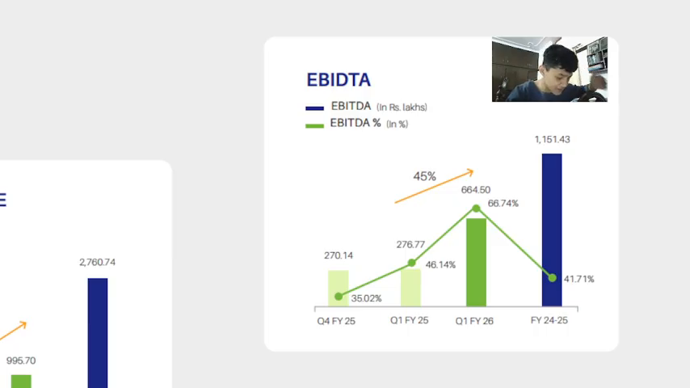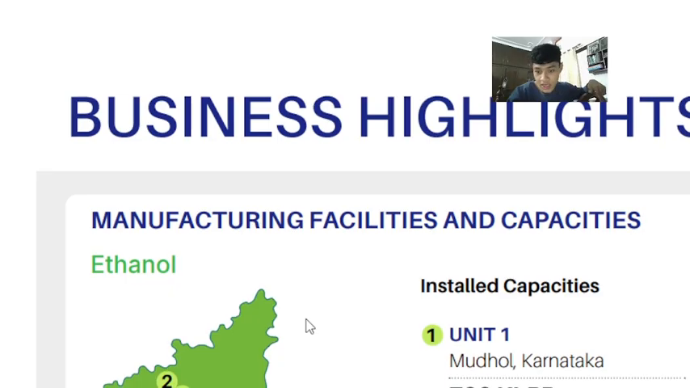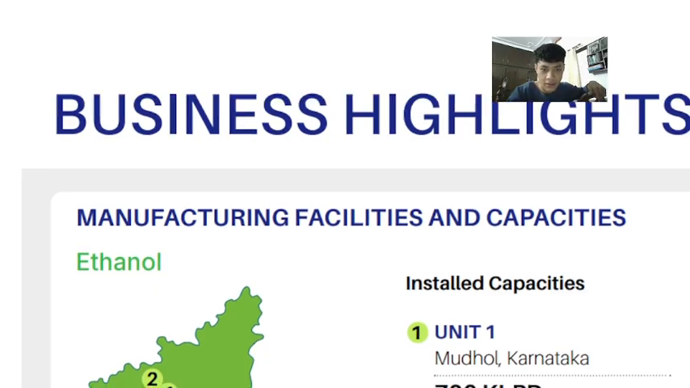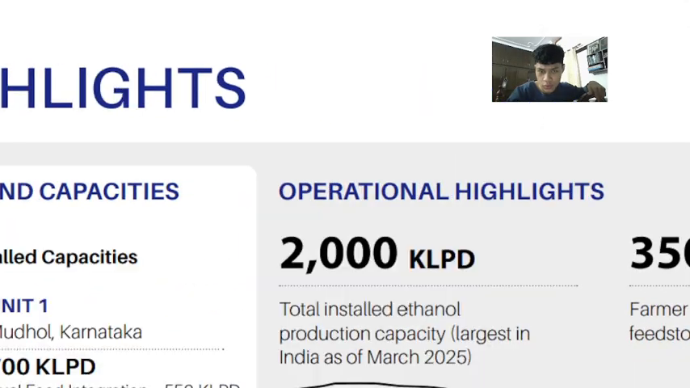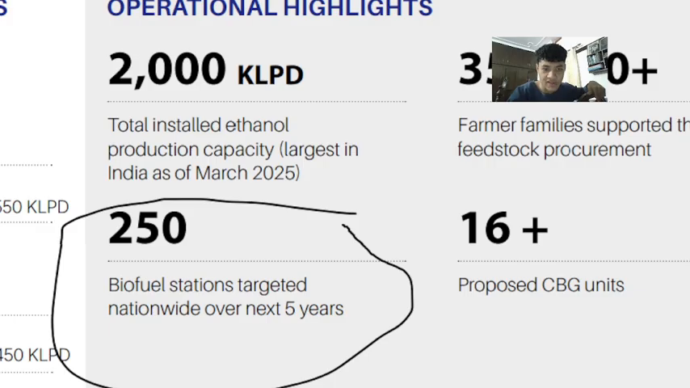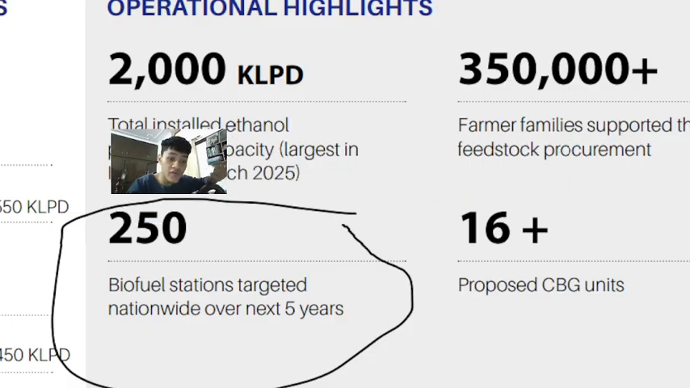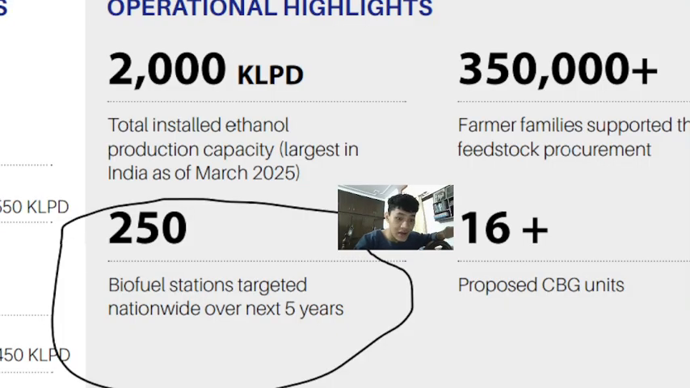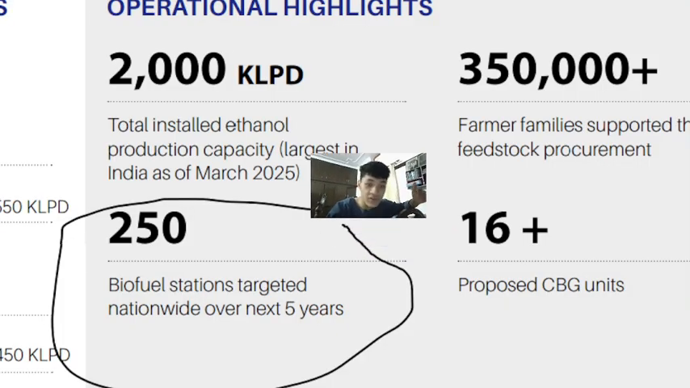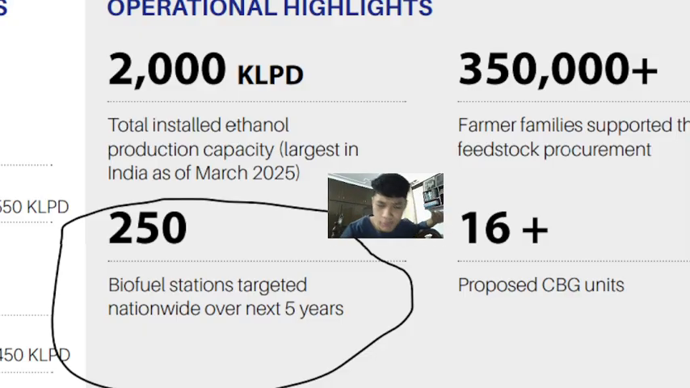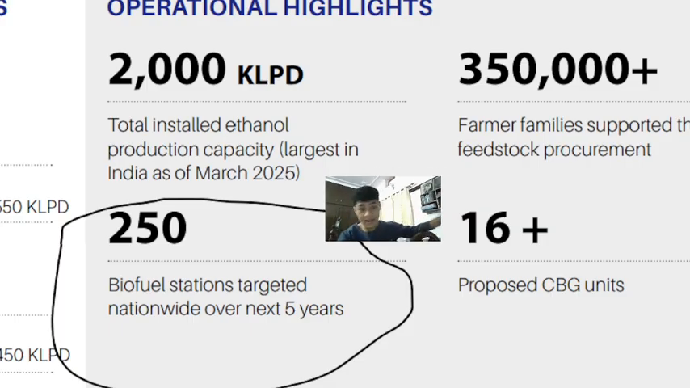And finally, we're going to go back. Only one statement to show. Yes. They have 16 plus proposed total new CBG units, and they have 250 biofuel stations targeted nationwide over the next 5 years. That is it. That is TruAlt Bioenergy Limited. It's going to be interesting seeing if the sustainable aviation fuel market becomes a massive opportunity for them.